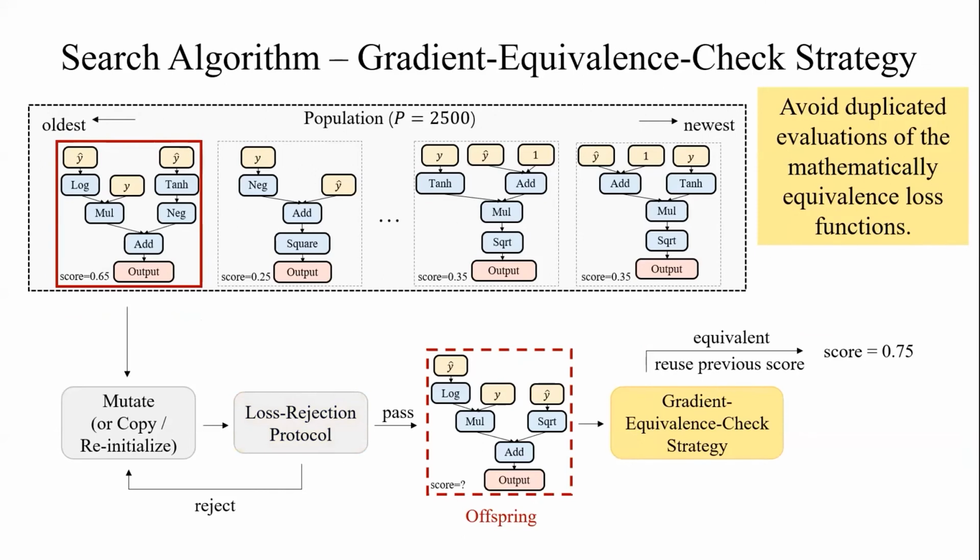The second technique is the gradient equivalence check strategy. This one is to avoid the duplicated evaluations of mathematically equivalent loss functions. Although they are mathematically very similar, they can be quite different in the computational graph. To check the equivalence, we compute the gradients of the candidate loss functions and compare them with the previous loss functions. If the loss function is equivalent and meets our standard, we reuse the previous scores and skip the network training.